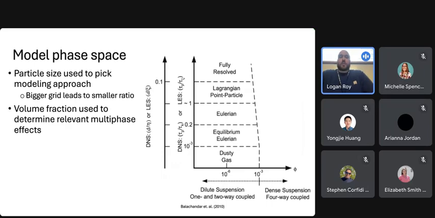So this model phase space idea can give us a lot of insight into what we need to account for, and methods that are well suited to account for those, in a really approachable way. So if you ever find yourself thinking, hey, this is kind of like dispersed multiphase flow, I hope you take away that there's a nice tool out there that can really help you make some informed modeling decisions.